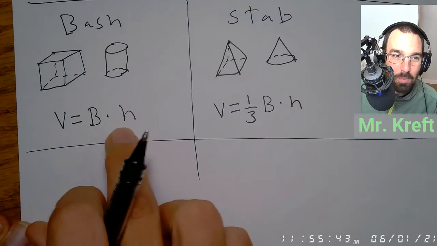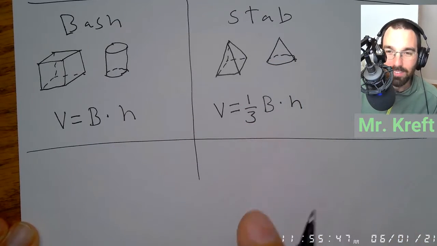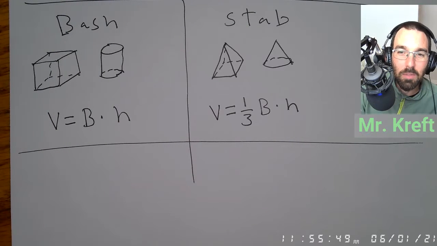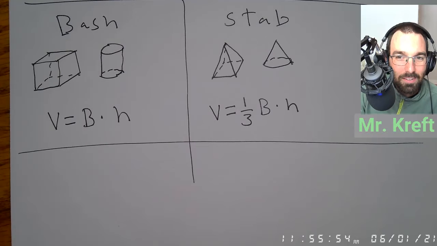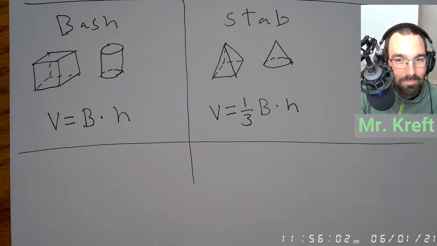If you bash someone, it's area of the base times the height. If you stab someone, it's 1/3 area of the base times the height. Now, for some of you, that's not going to be very satisfying. You're going to be like, where does the 1/3 come from? Well, it comes from calculus, like I said, and since we're just not there to do that calculus, you're just going to have to take me and my silly story about losing blood.